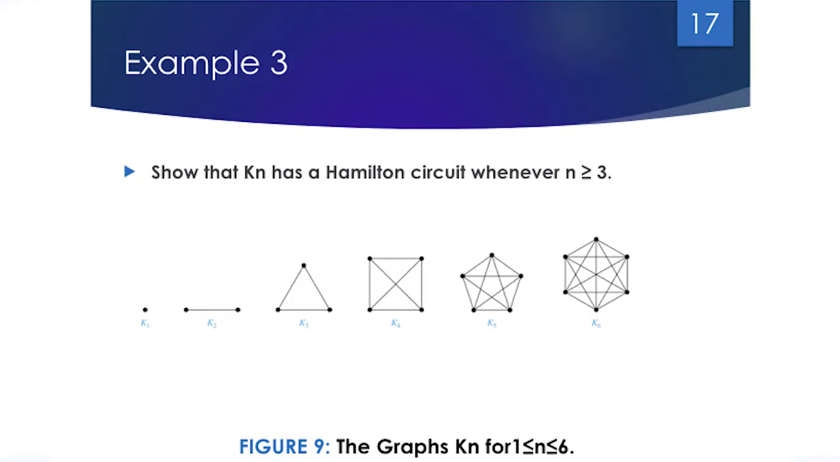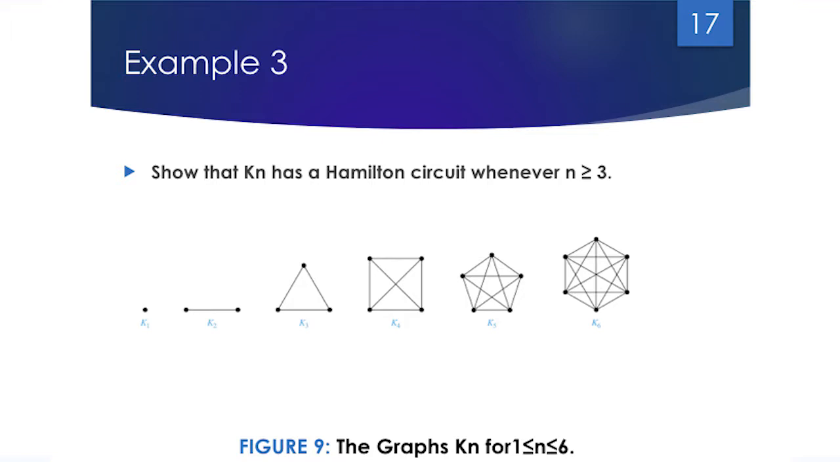Show that K_n has a Hamilton circuit whenever n is greater than or equal to 3. Figure 9 shows some examples of graphs K_n for n greater than or equal to 1 and less than or equal to 6. So we have K_1 and K_2. We need to prove that any graph K_n has a Hamilton circuit.